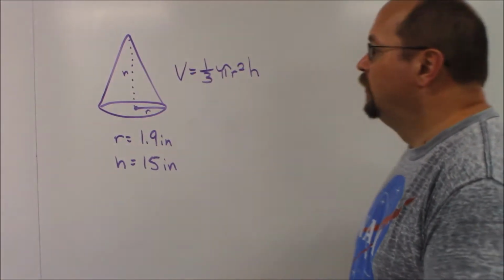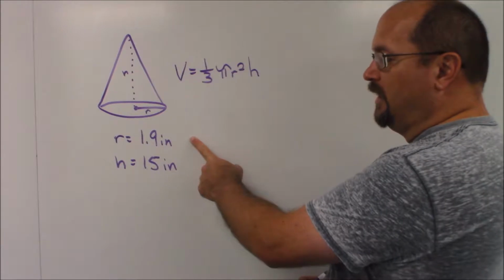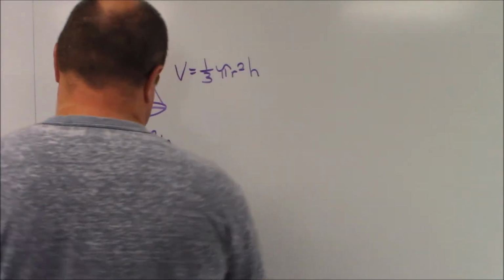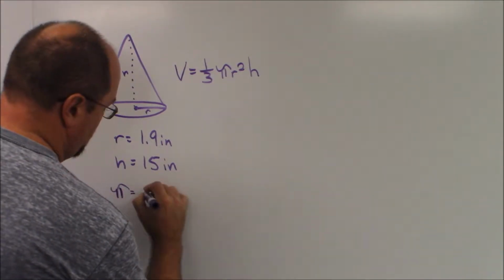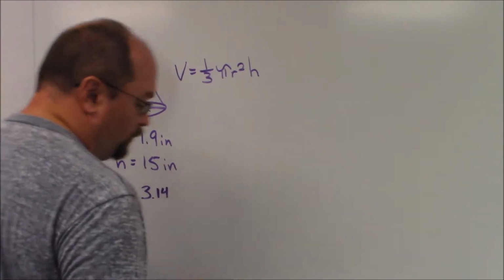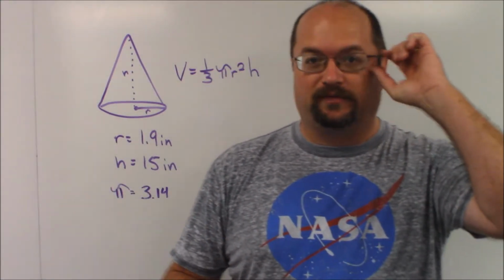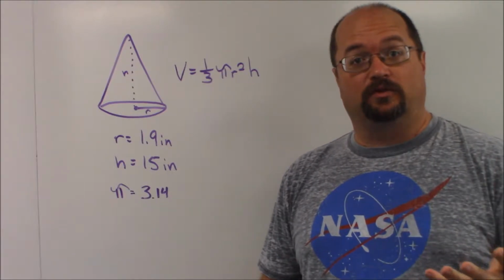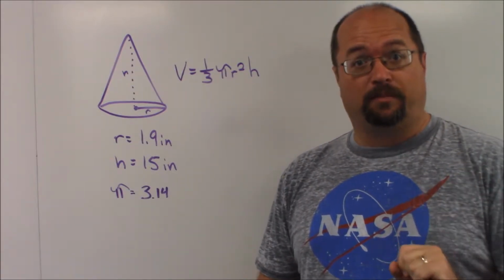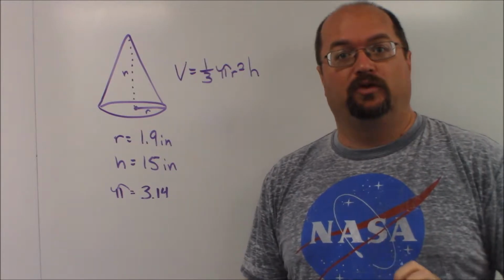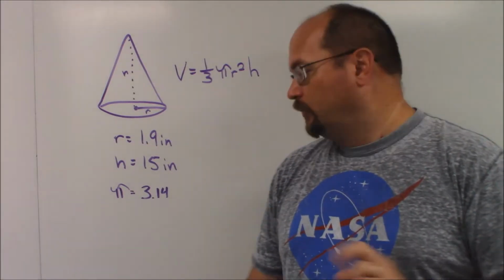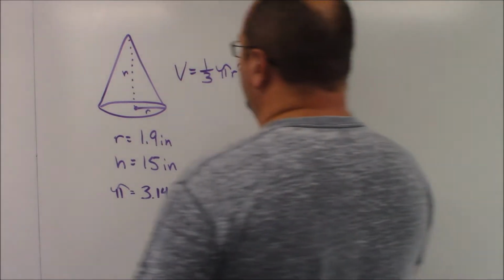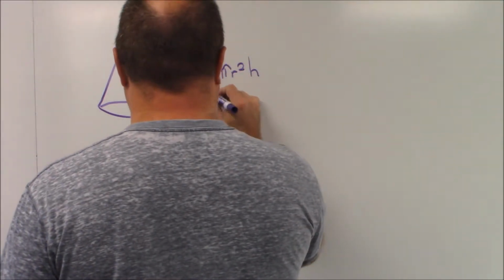All right. So in this case, we're given a radius of 1.9 inches, a height of 15 inches. We're going to treat pi as 3.14. Now, I will say if you're using a calculator on this, and it's fine to use a calculator on this, use the button for pi. That will give you a more accurate answer. 3.14 will be fine for our purposes here. But then it's just a matter of plugging those values in.